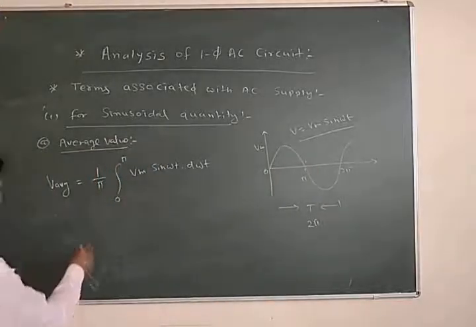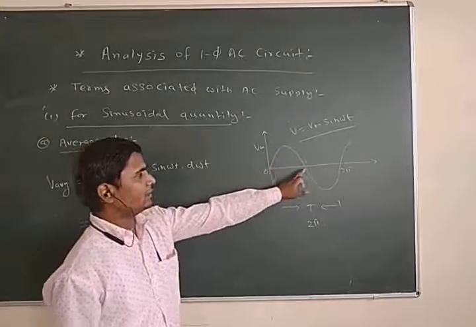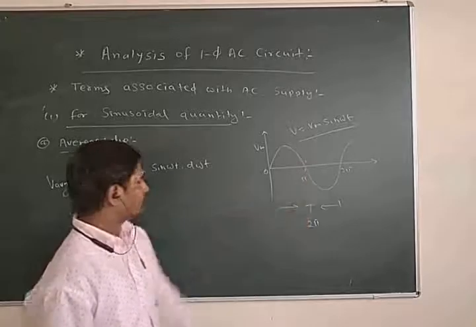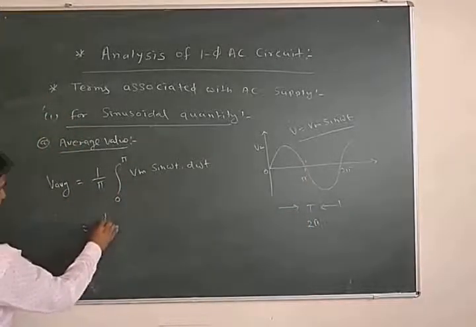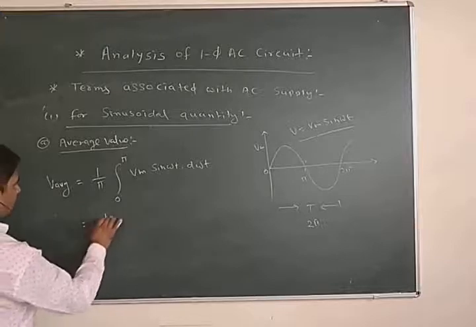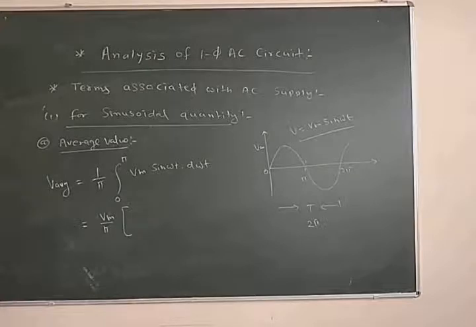So now average value means area under the curve divided by total time. So we find 1 upon pi, Vm is constant, and integration of sin omega t is, what is the integration of sin omega t?